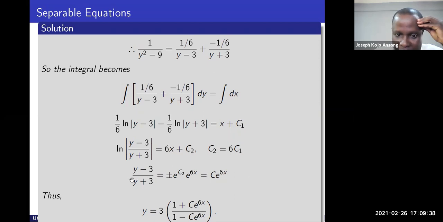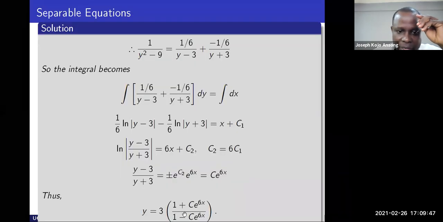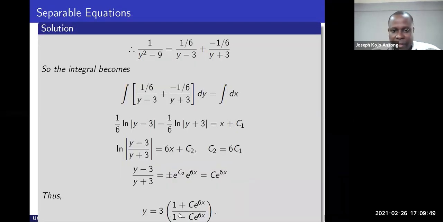Okay, and this is algebraic, right? You can solve for y, multiply through by this, group the y terms, isolate y, and then you get y is equal to 3 multiplied by all of that.